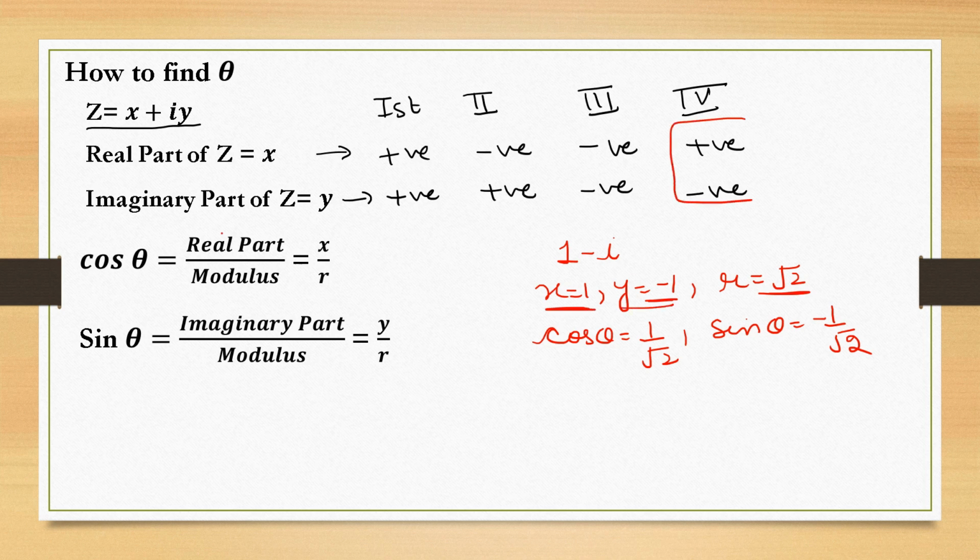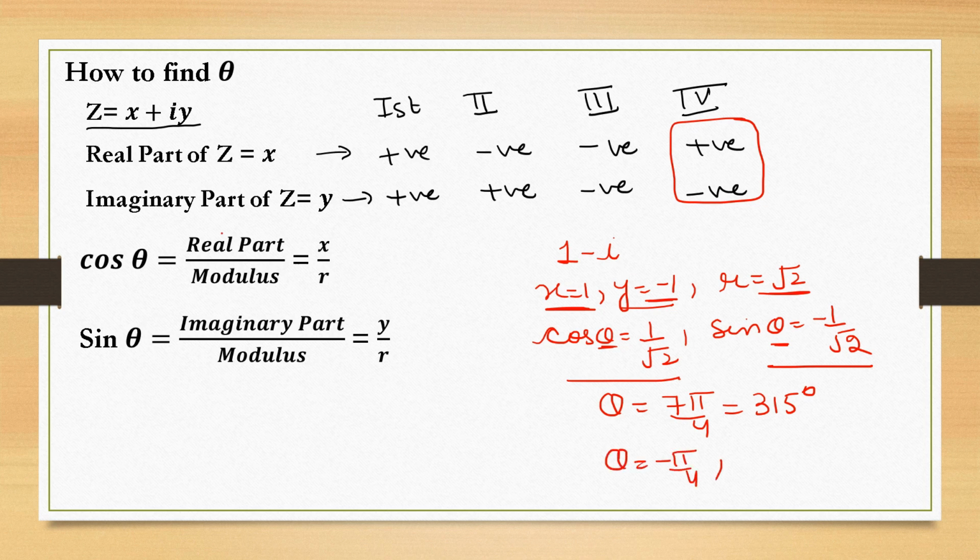Now your x is positive and y is negative. That means this number is lying in the fourth quadrant. So I need to find the angle in the fourth quadrant which will satisfy these two equations. I know that theta is 7 pi by 4, meaning 315 degrees. But here you may have different answers for theta. For example, theta equal to minus pi by 4 is also correct. Theta equal to 7 pi by 4 plus 2 pi is also correct. Similarly, we can have multiple values.